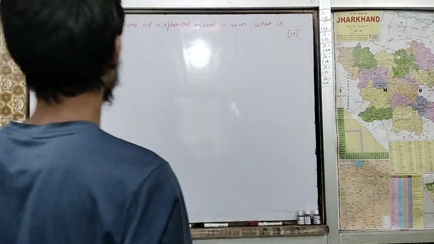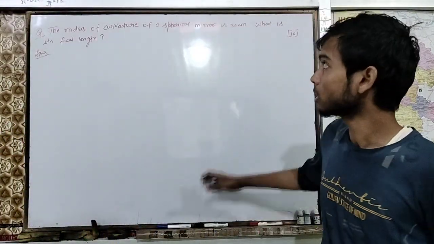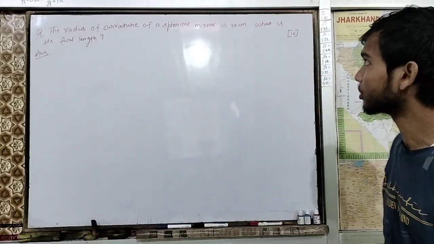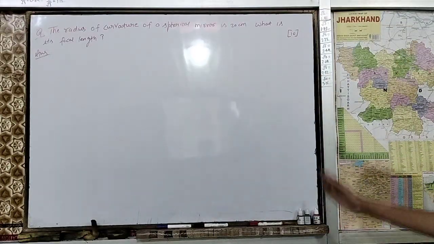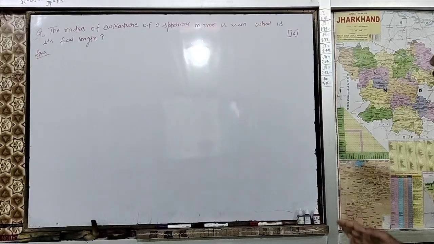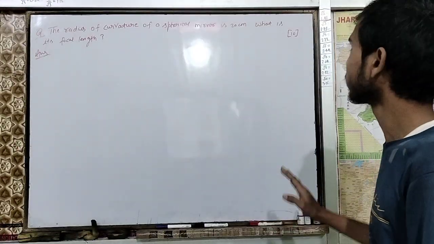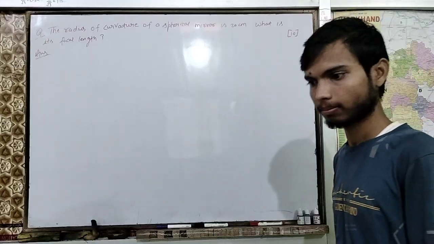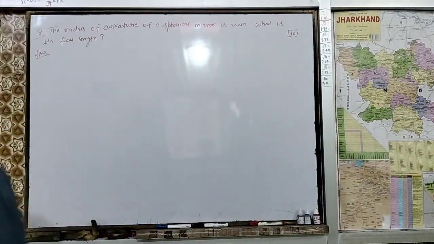The radius of curvature of a spherical mirror is given, which is 20 centimeter. Remember, it is a radius. 20 centimeter is the radius of a spherical mirror. What is its focal length? This is what we have to find.